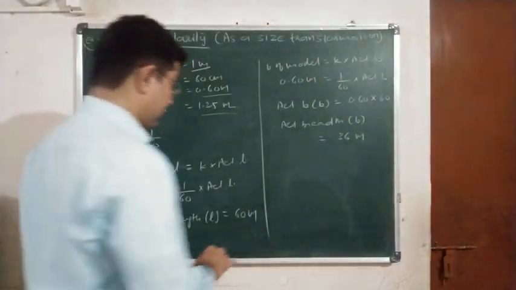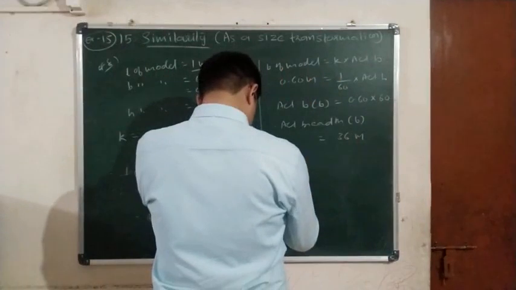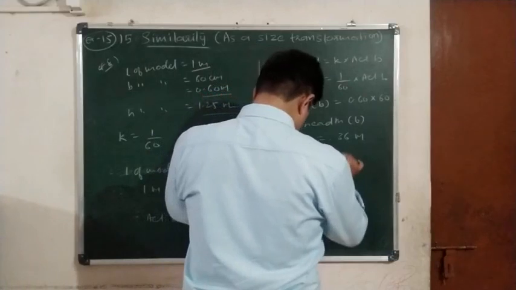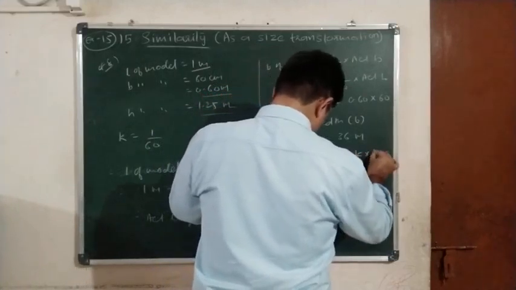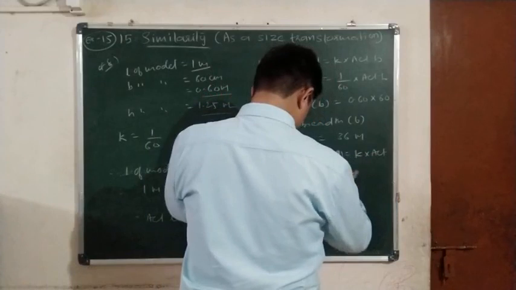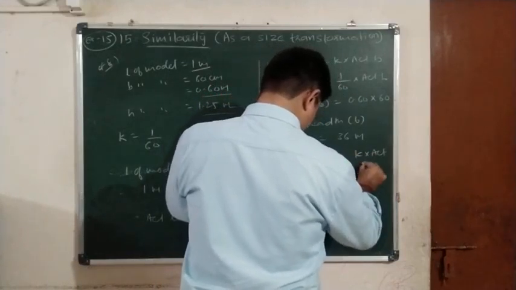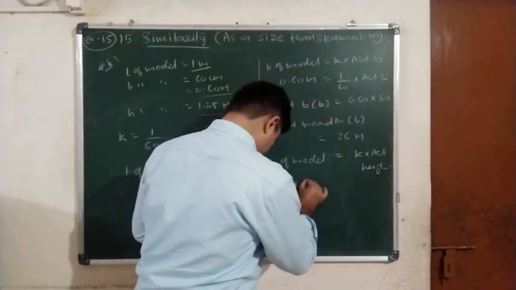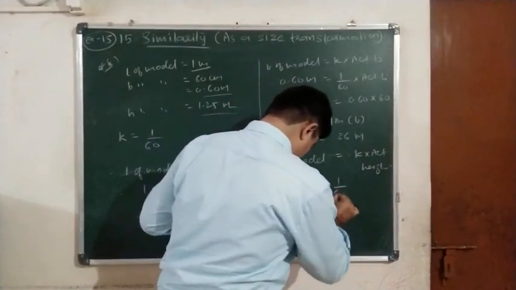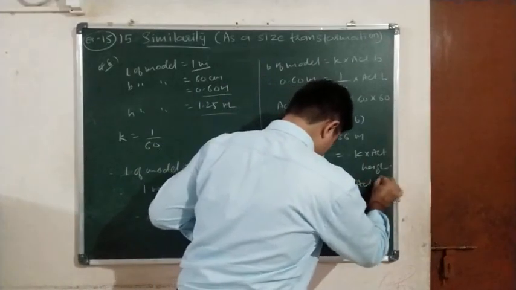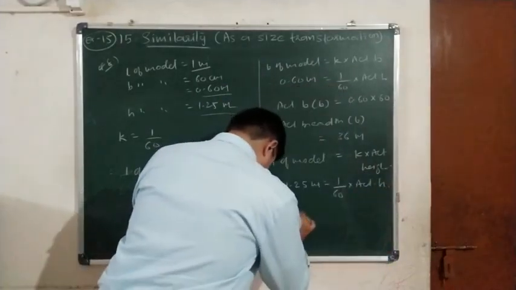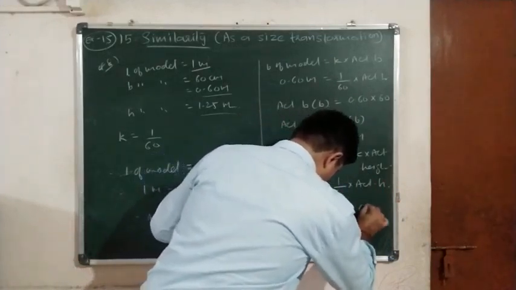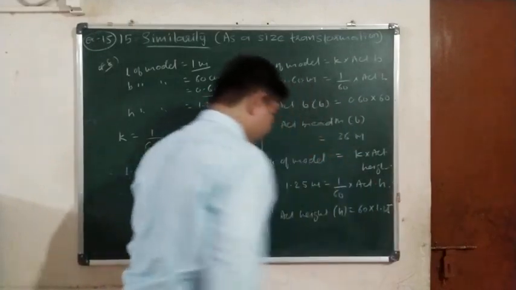Now finally height. Height of model denoted by H is equal to K into actual height. So height of model is 1.25 meter, 1 upon 60 into actual height, and therefore actual height H is equal to 60 into 1.25.